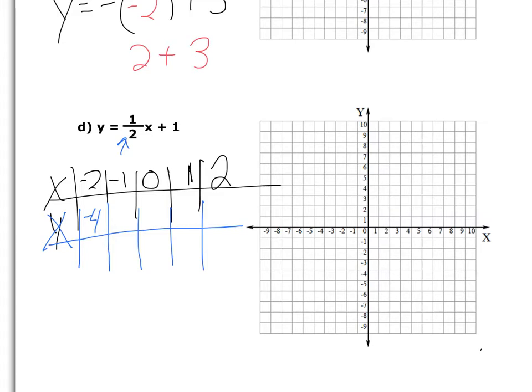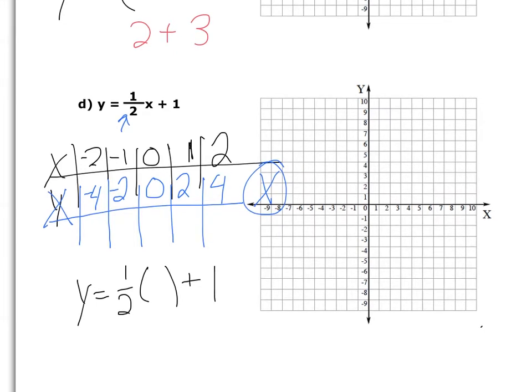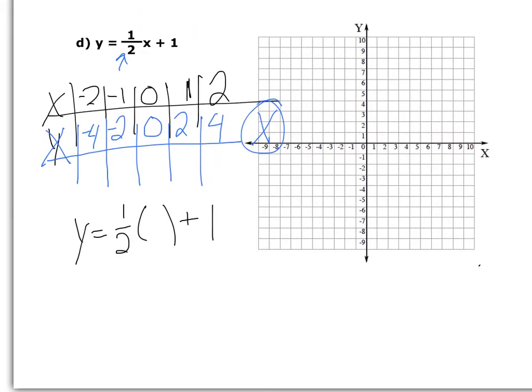-1 times 2 is -2. 0 times 2 is still 0. 1 times 2 and 2 times 2. Okay, now these are all values of x, not y. Now we're going to find our values of y by plugging in the blue x's, not the black ones. So we have y equals 1/2, and we're going to plug in a value plus 1. I'll show you how easy it is on this first one, and after that I'll let you guys plug in the rest because you'll have to do some on your homework.